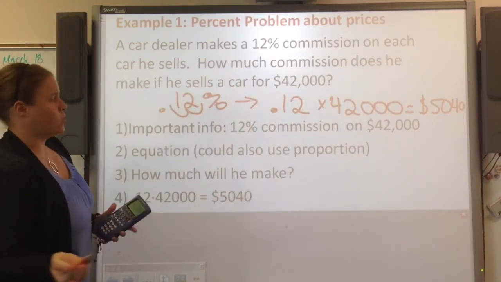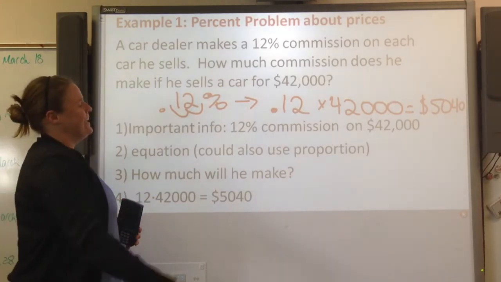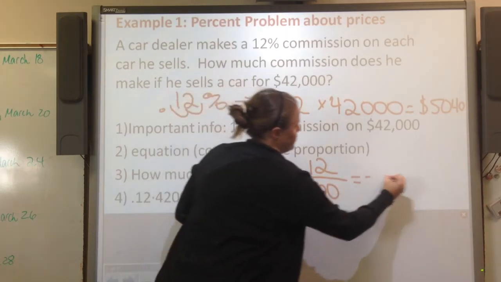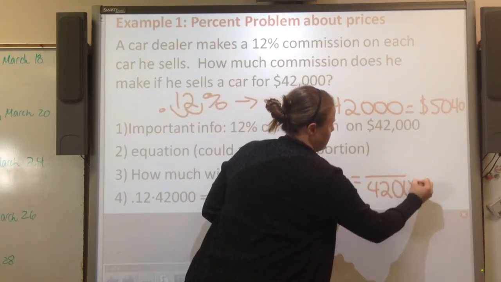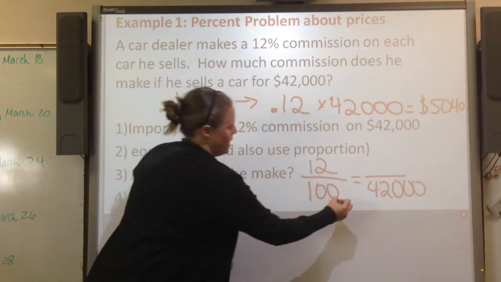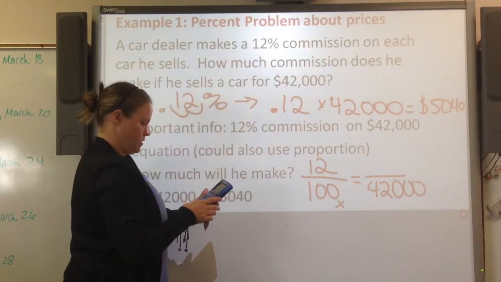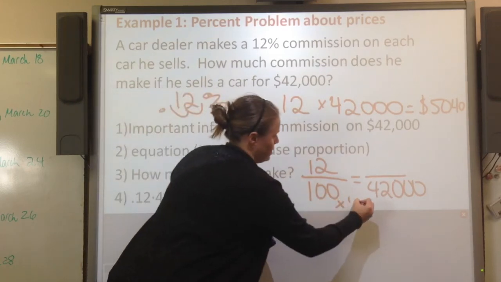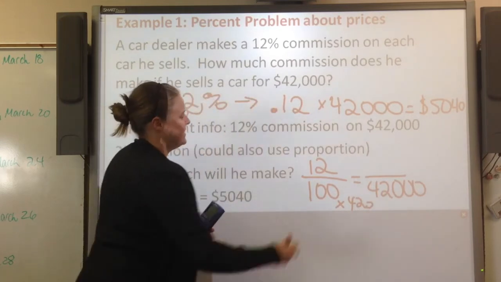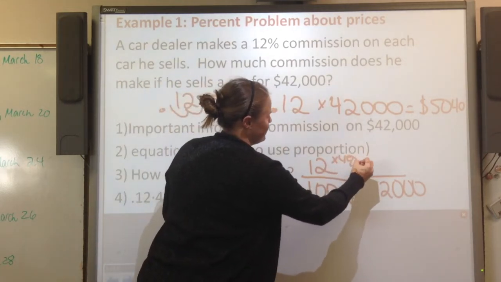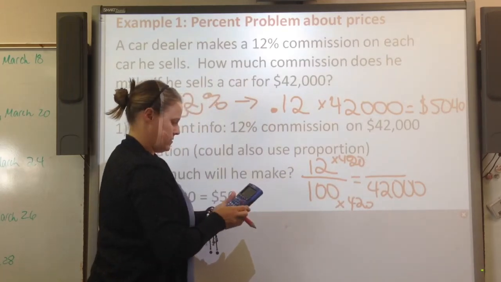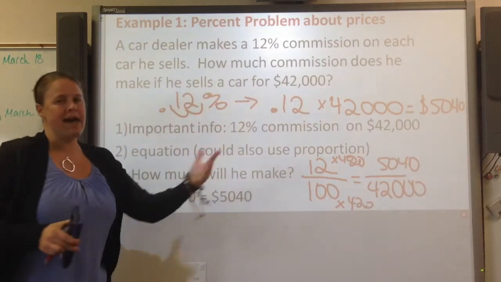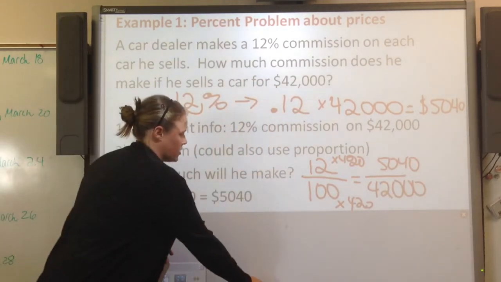You could have also done the equation, the proportion, and that would have been 12 over 100 equals something over 42,000. I multiplied, divided by, I knew that 420 times 420 here, sorry, and that is 5,040 as well. So that's the math. Now let me see if I've answered the question.